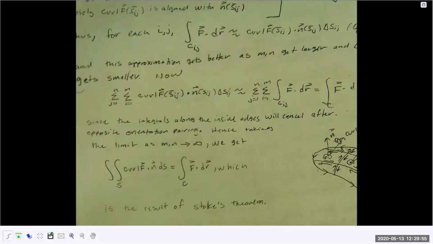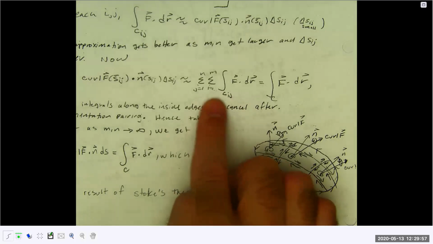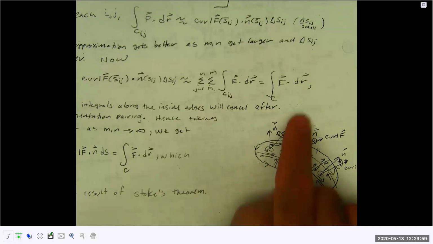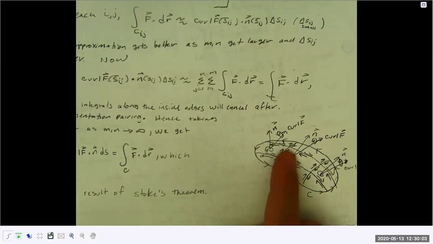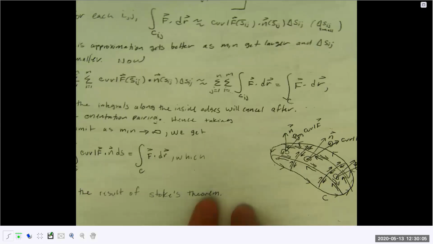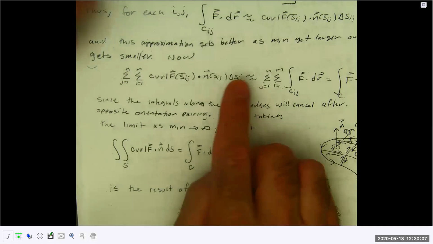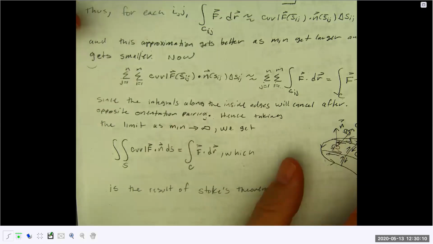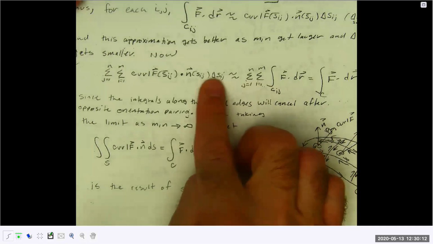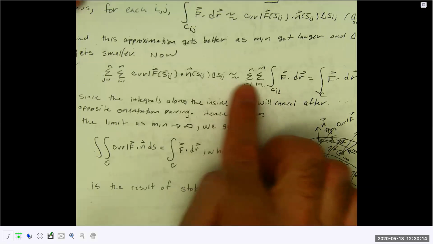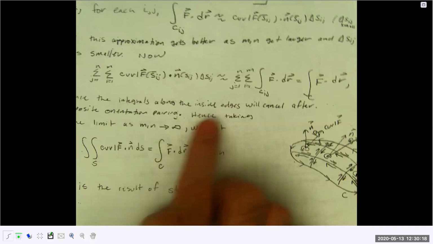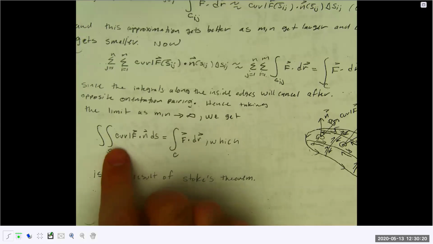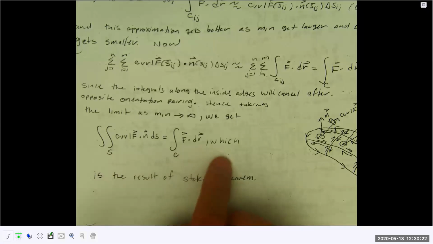And so what happens is that this sum of all these line integrals just reduces to the line integral around the boundary, because all these opposite orientation inner edges are going to cancel. And so taking the limit as m and n go to infinity, this is the approximation here, and that approximation gets better and better. This is always true because they'll always cancel. And so what that gives you is the result of Stokes' theorem right here when we take the limit.